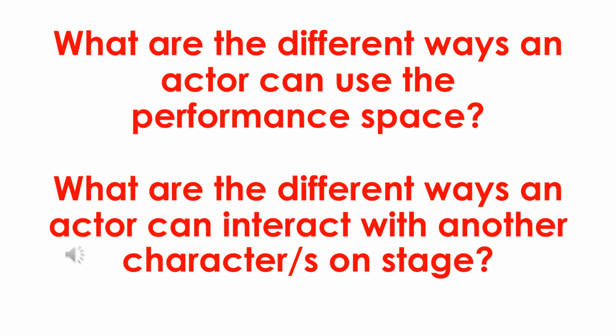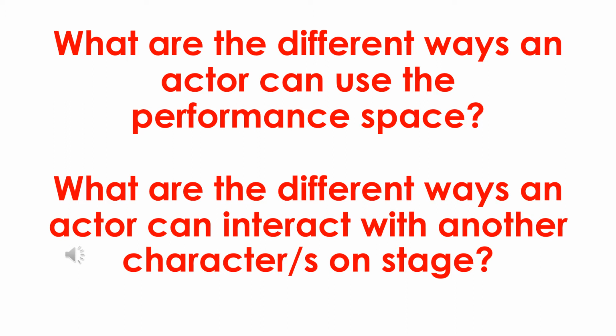For instance, an example of how an actor can use a performance space could be the character runs down stage left away from the other actor on stage. That could be one way of using the performance space. How an actor can interact with another character or characters on stage: the character puts his arm on the other actor's shoulder and looks at him in the eyes. That can be showing an interaction with the character.